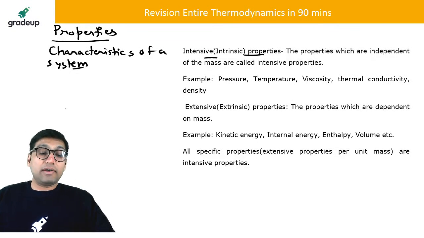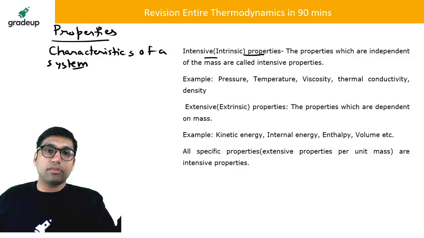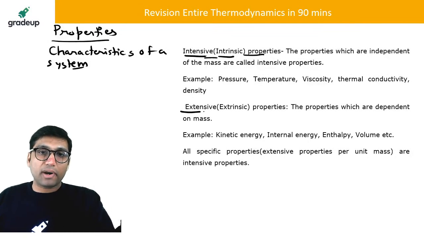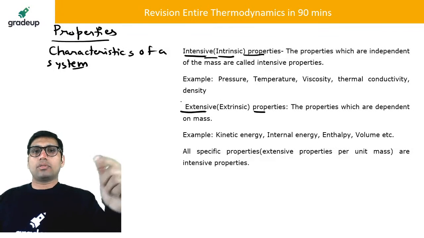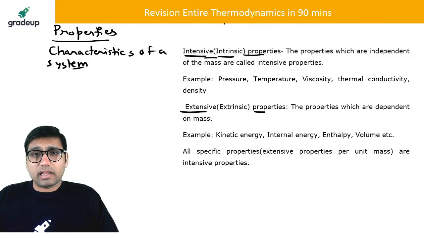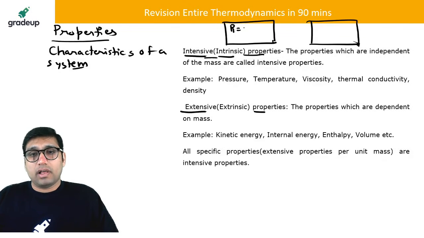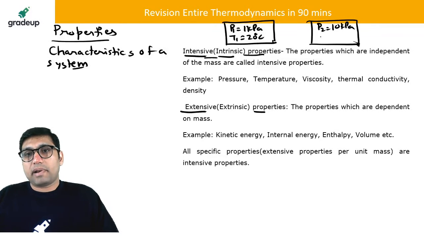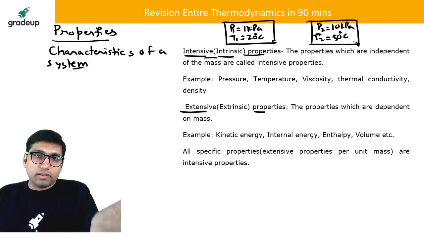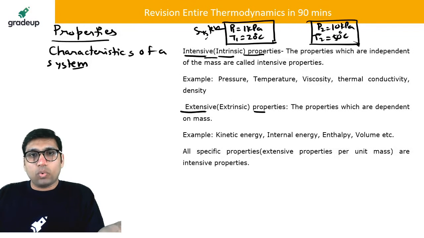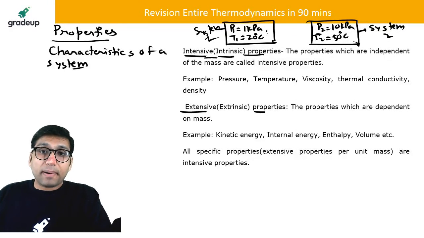Now these characteristics can be defined with the help of two types of property, my dear students. One is called intensive or intrinsic property, another is called extensive or extrinsic property. Every system has characteristics. For example, if I have two systems here, this system has a pressure of, let's say, 1 kilopascal and a temperature of 20 degrees Celsius, and this has a pressure of 10 kilopascal and a temperature of 50 degrees Celsius. Let us say this is system 1 and this is system 2. Both systems are different from each other because the properties of the systems are different.